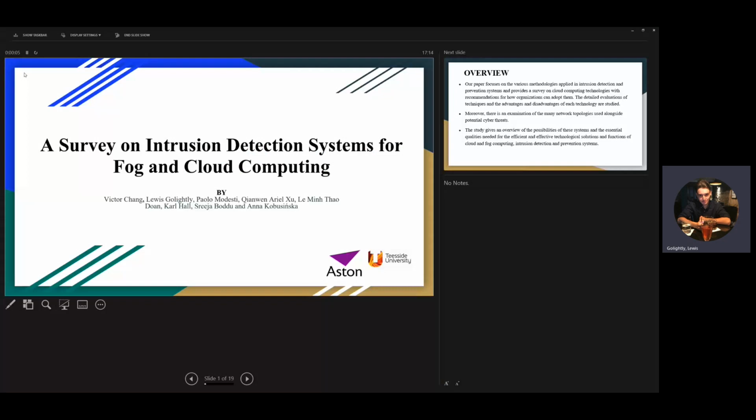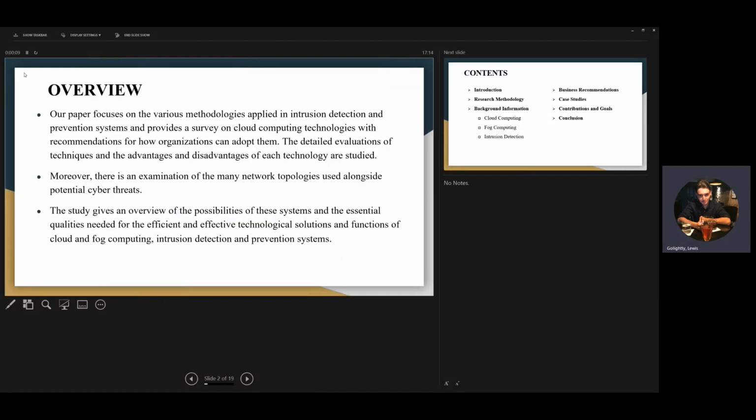And welcome to our paper on survey of intrusion detection systems for fog and cloud computing. So our paper focuses on various methodologies applied in intrusion detection prevention systems and provides a survey on cloud computing technologies with recommendations for how organizations can adopt them.